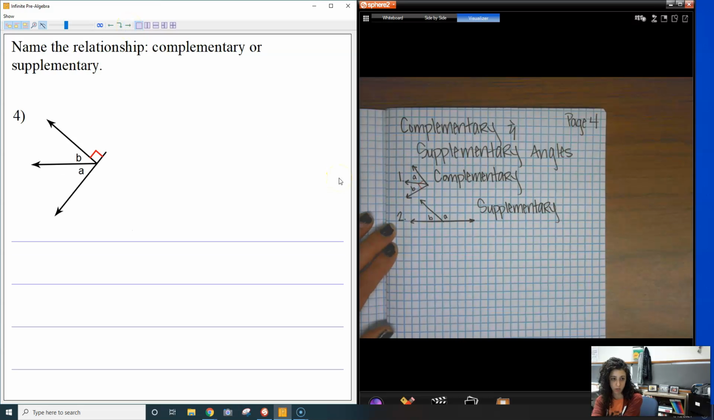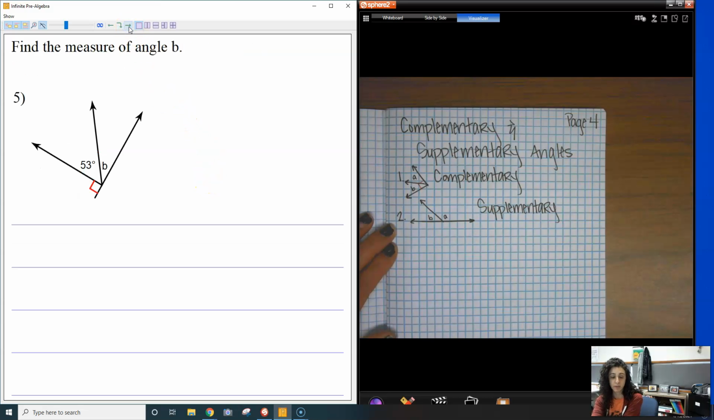And number 4, we have a 90-degree angle with a diagonal. B is up top, A is down below. What would the relationship be? Complementary or supplementary? If you said complementary, you are correct.